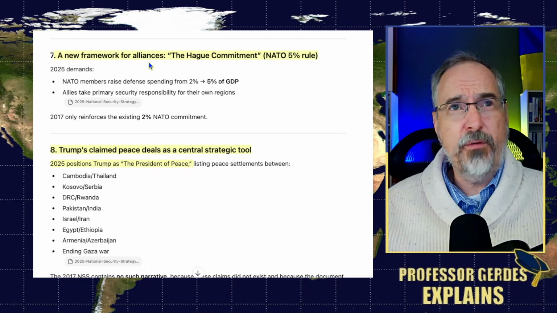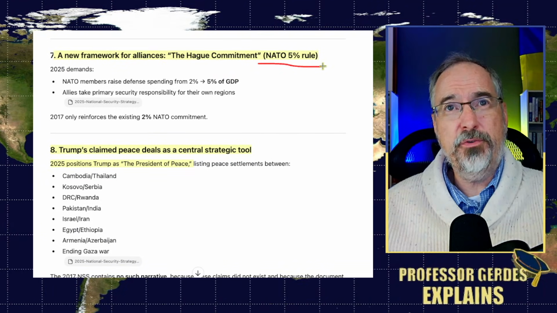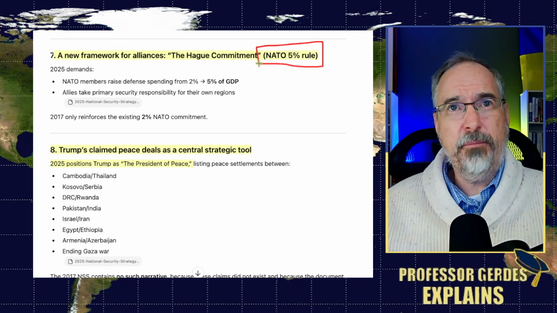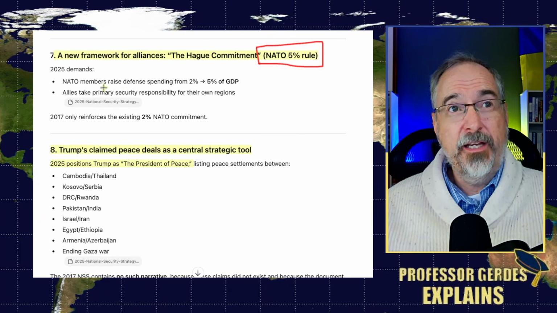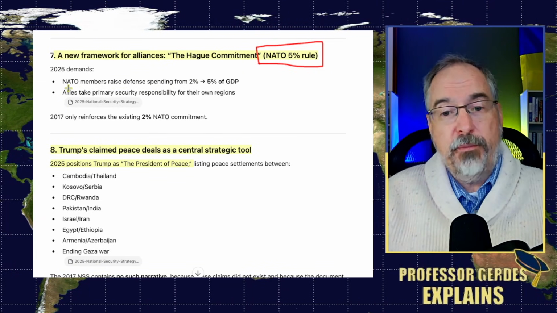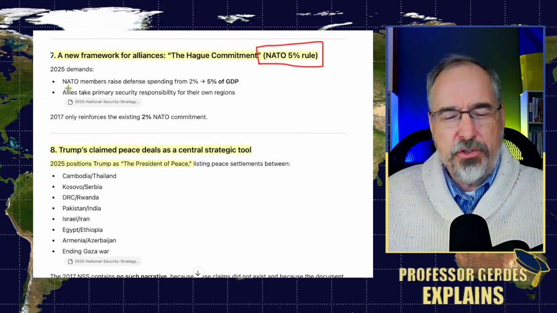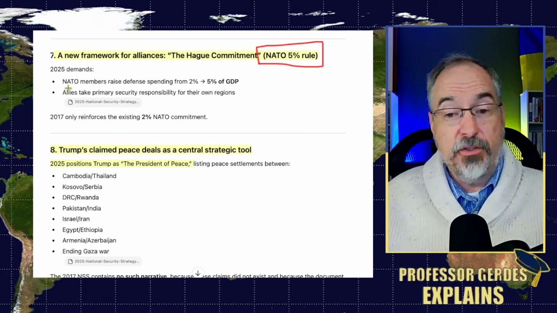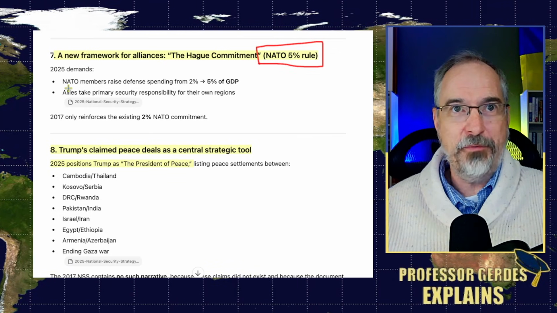And then a new framework for alliance, the Hague Commitment. This is something that Trump's been pushing people toward, the Europeans, to 2% of NATO, and now it's to 5%. And so I've got to give Trump credit. He's right about that. NATO should have been more prepared with more commitment to their military budgets over time. And this is actually a fairly good push given the world that we live in.